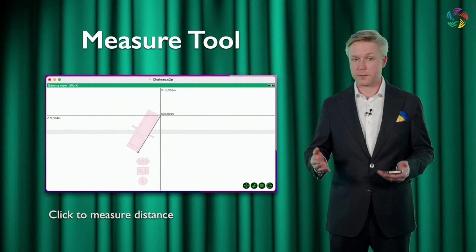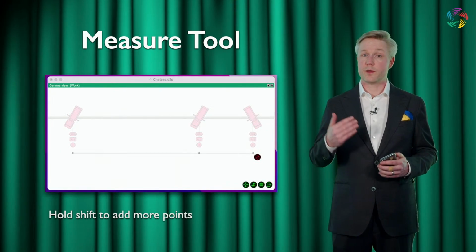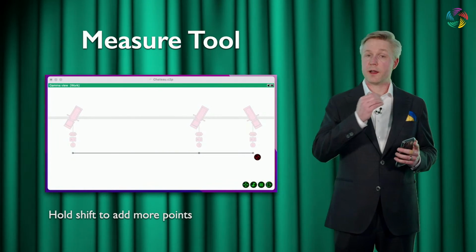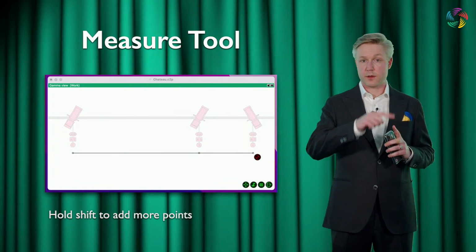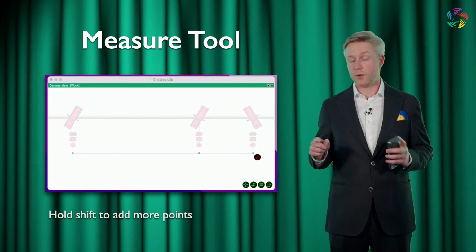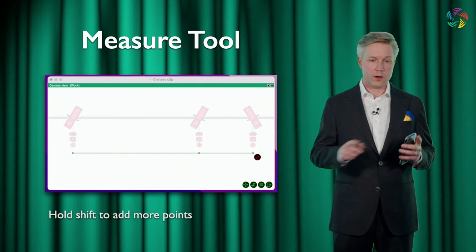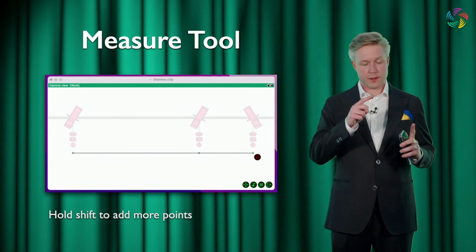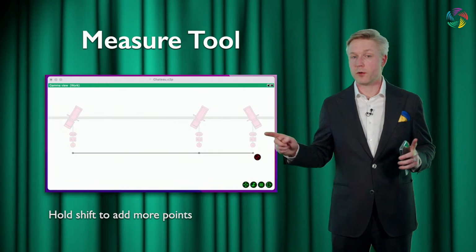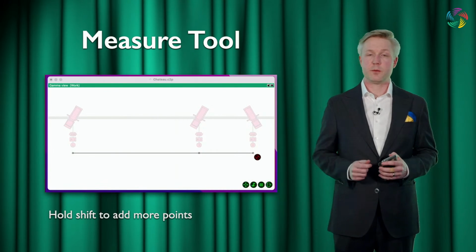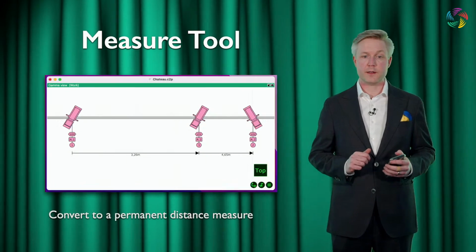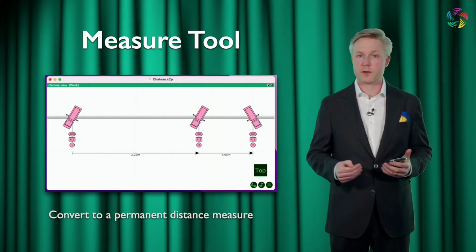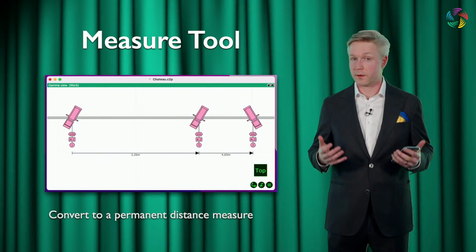You can also hold the Shift key to add additional points, which means that you could measure a path in 2D, of course, or take a measure across multiple points on a line. And that is particularly useful when you use that little button that appears that lets you convert the temporary measurement to a permanent distance measure.